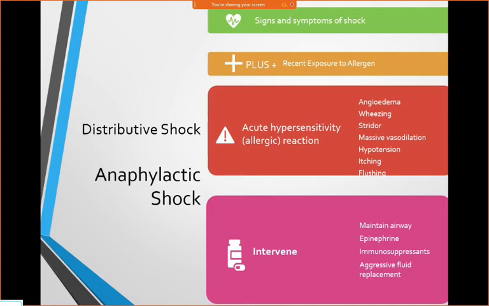So in distributive shock, we're always giving fluid. Distributive shock are sepsis patients, anaphylactic shock patients, when you see neurogenic shock. In distributive shock, we have massive vasodilation and loss of fluid, so we give fluid. In obstructive shock, we kind of hold off on the fluid because our problem is with flow through the heart, so adding more fluid to the scenario is not going to help the problem. But in distributive shock, we do give fluid.